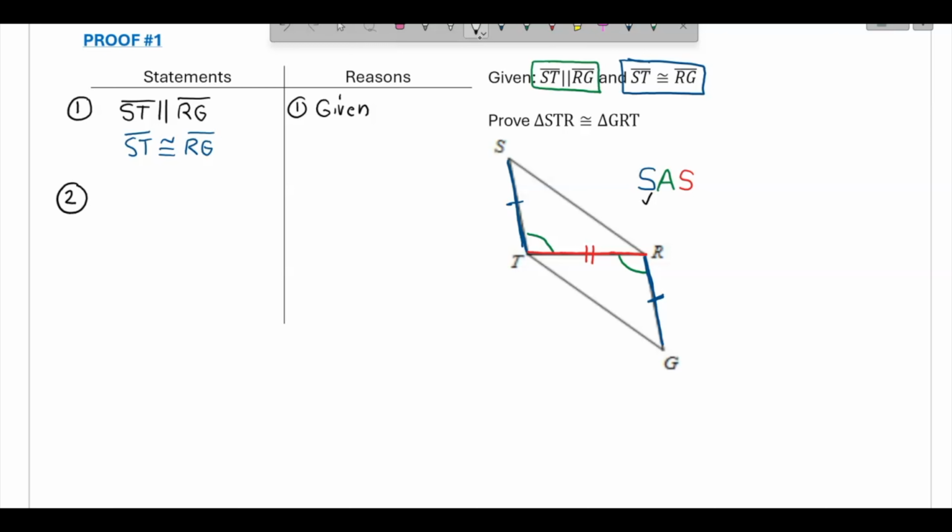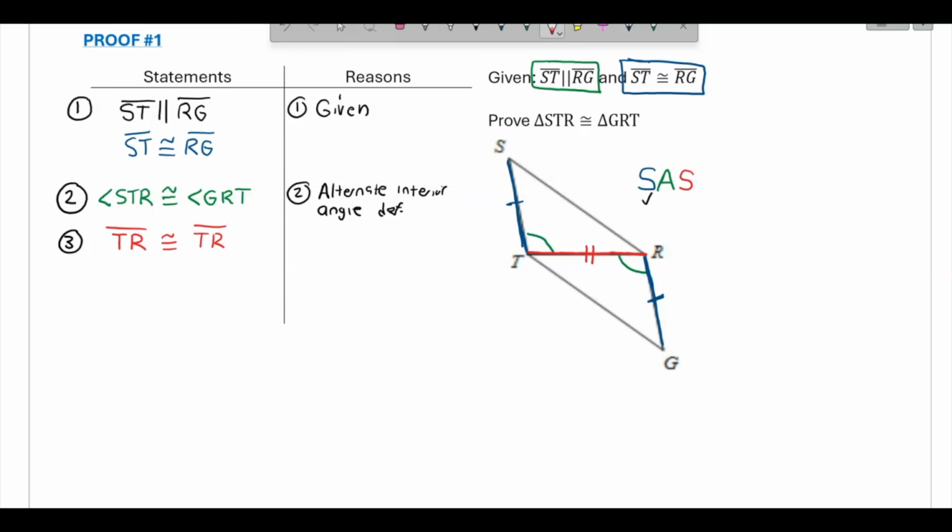Next, let's talk about the angles. Remember what we talked about. The angle STR is going to be congruent to the angle GRT. And the reason I'm allowed to write that is because they are alternate interior angles. So I'm going to say alternate interior angle definition. And then the last thing that we had here is that segment TR is congruent to segment TR.